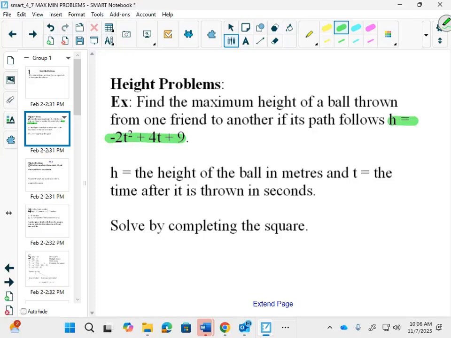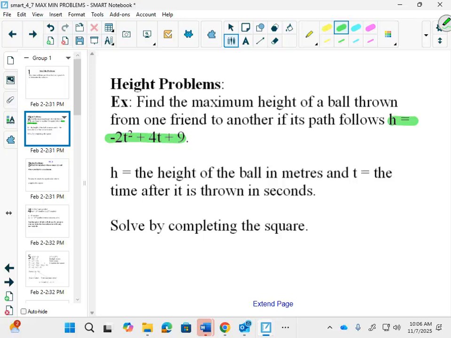And this is a made-up equation. If this was a real-life equation, the -2 actually doesn't make sense due to gravity, but that's okay. Maybe this ball was thrown on another planet. Maybe it's a frisbee and there's some sort of air resistance possible, right? But h is the height of the ball in meters and t is the time. We solve for maximum height.